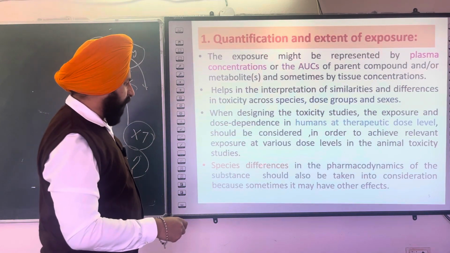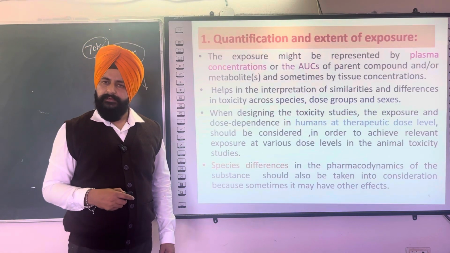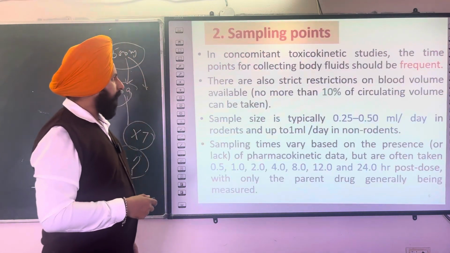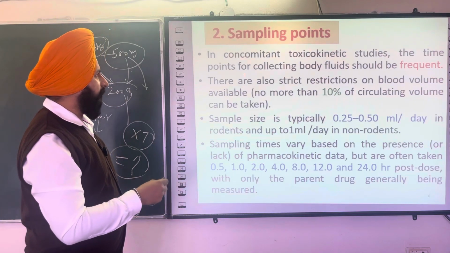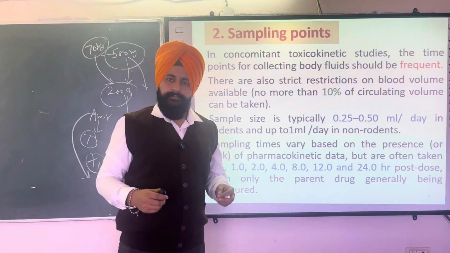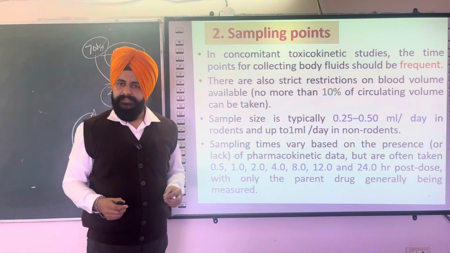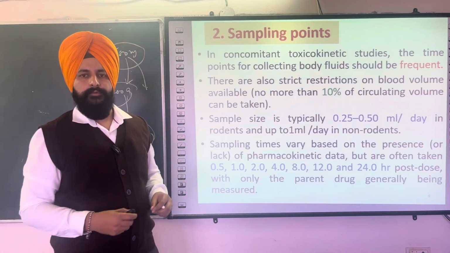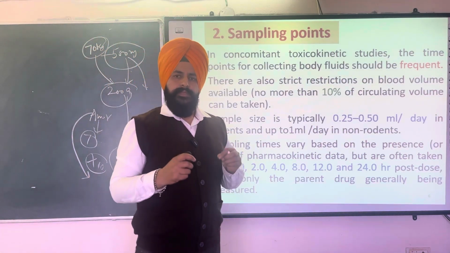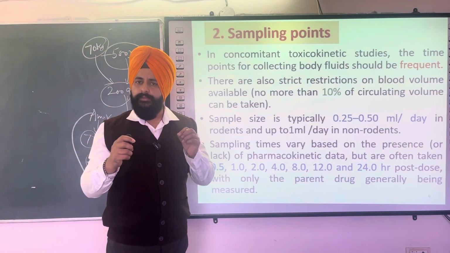So this is the species difference that can change the pharmacodynamic parameters of the drug. So what will be the second point? This is very important: sampling point. Many times students from other departments like pharmaceutics, biochemistry or MSc, if they are doing their projects on animals, many times they don't know how much blood of an animal we can take.